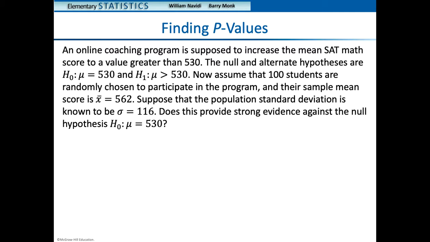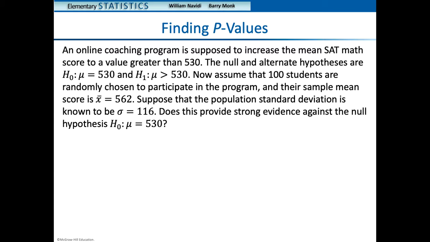Let's say that we have an online coaching program, and this program is supposed to increase the mean SAT math score to a value greater than 530. So we can set up a null and alternate hypothesis for this test. The null hypothesis is the assumption that nothing has changed, which means the mean would still be equal to 530. The alternate hypothesis is the assumption that the program is working the way it's supposed to, which means it will lead to a population mean that is greater than 530, right? So we set this up as a right-tailed test.